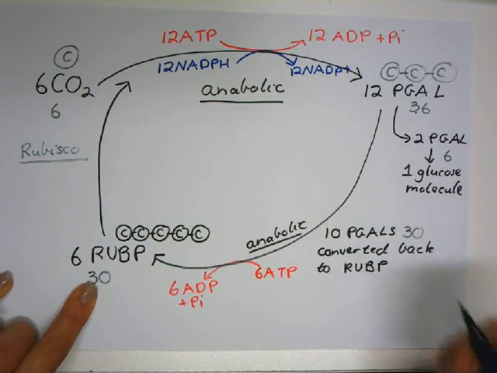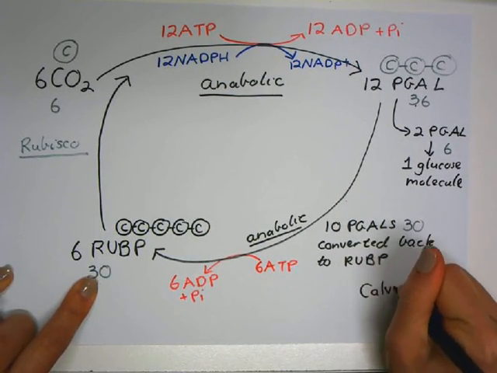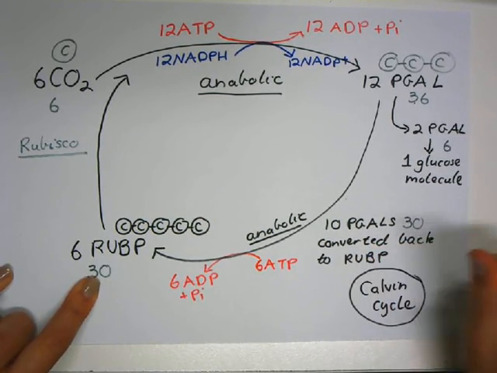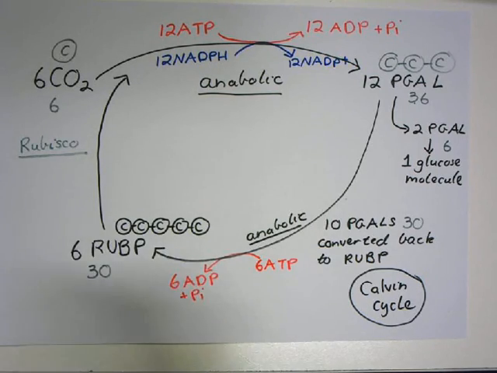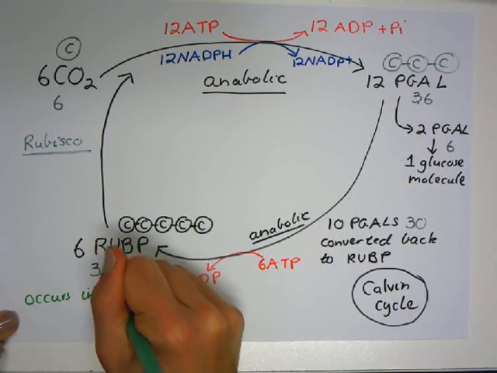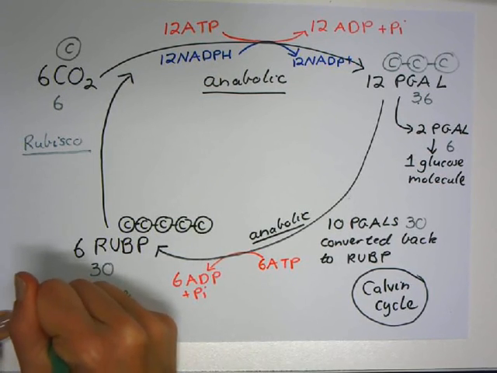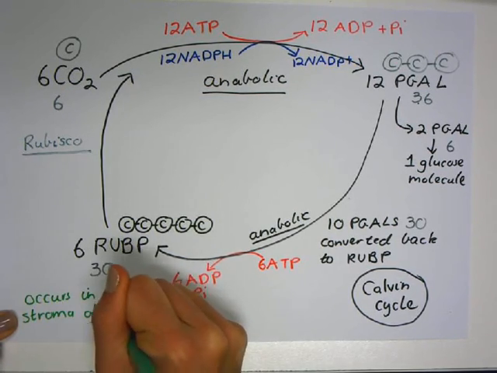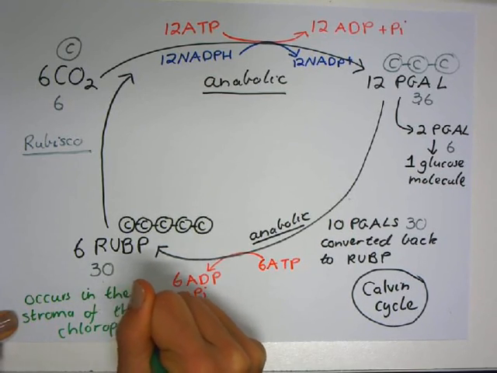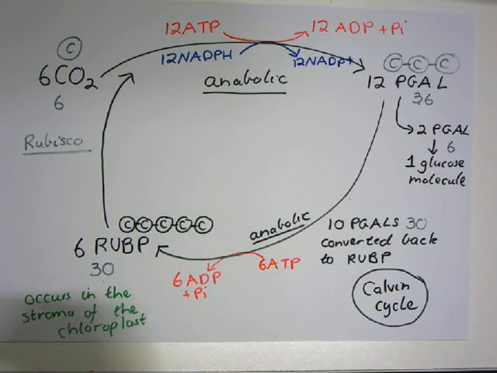So this is the Calvin cycle, and this occurs in the stroma of the chloroplasts. So this video discussed the light-independent stage of photosynthesis.